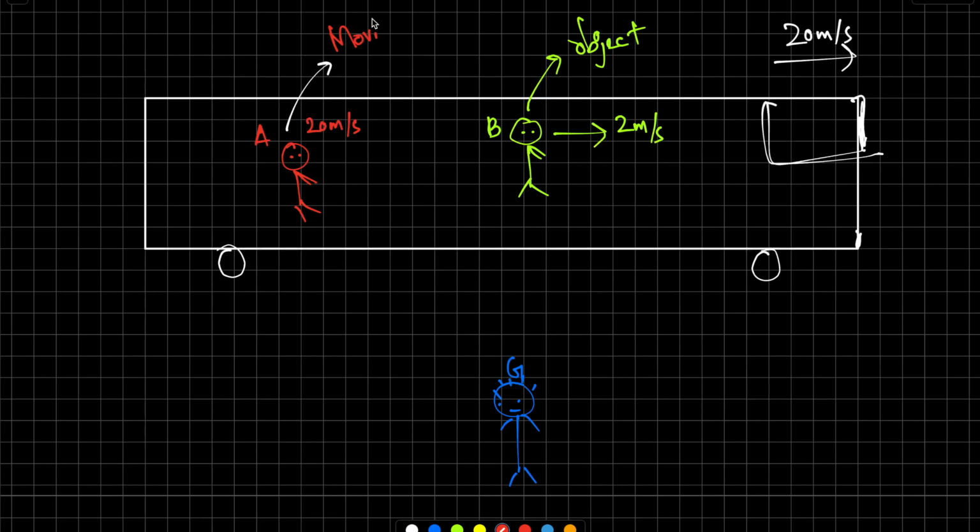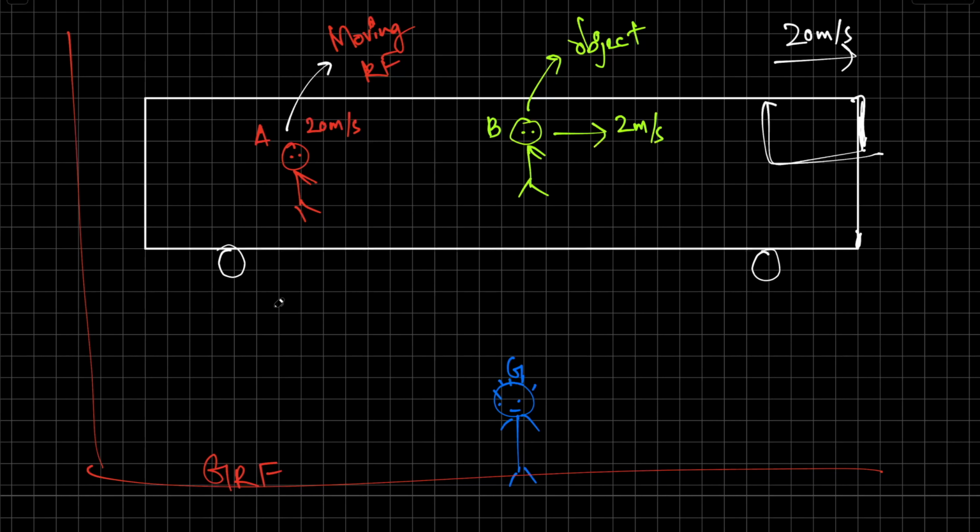So he is the moving reference frame, and this guy is the ground. In simple words, a reference frame is like a coordinate system from which we are observing or measuring the motion of an object. So if you are considering ground as the reference frame, this is my ground reference frame, and this whole bus is moving. Now, if you're considering the bus as a moving reference frame, if you're watching the motion from the bus, then you would feel like person A is not moving, person B is moving with a velocity of 2 meters per second, and this guy on the ground is moving backwards.